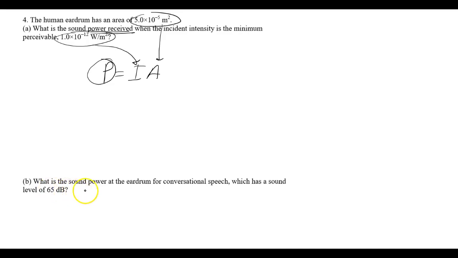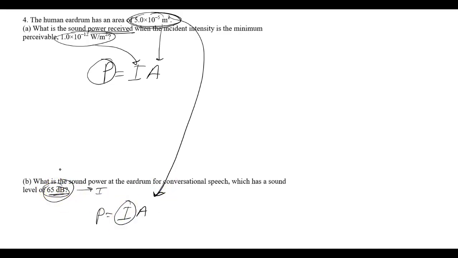Okay, question B, what is the sound power at the eardrum for a conversational speech, which has a sound level of 65 decibels? So you're going to want to convert that to I first. Then power is equal to IA. You're still going to assume that the area of your eardrum is not changing because someone's talking differently. So that area is going to be the same, but the intensity is going to be a 65 decibel sound.